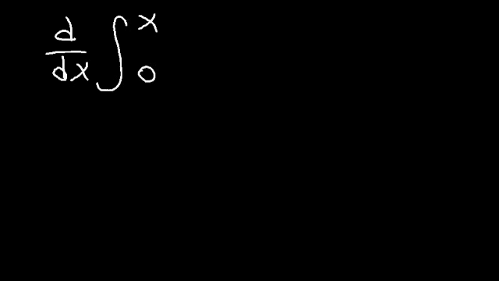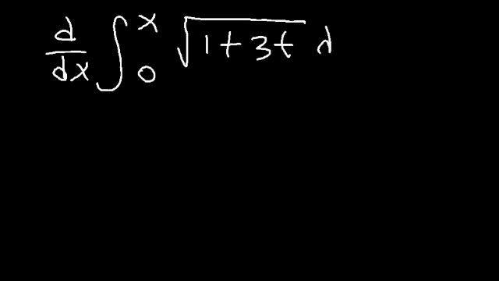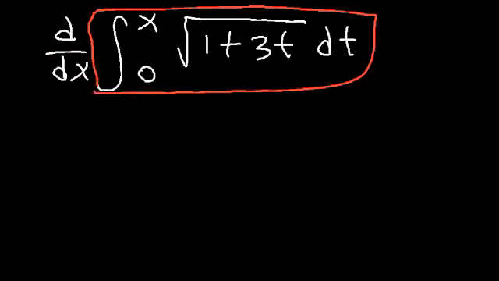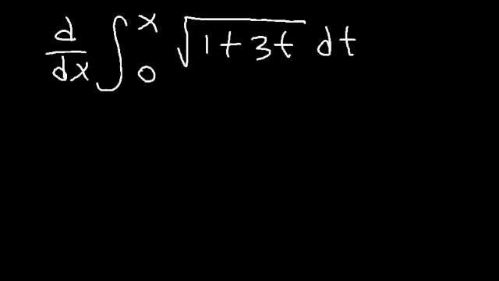So let's say if we want to find the derivative of the integral of 0 to x square root 1 plus 3t dt. So we can see that this function is f of t. And we're differentiating g of x. So we're looking for g prime of x. This entire function is called g of x. The final answer is equal to the square root of 1 plus 3x.